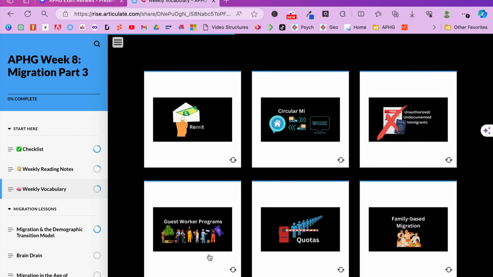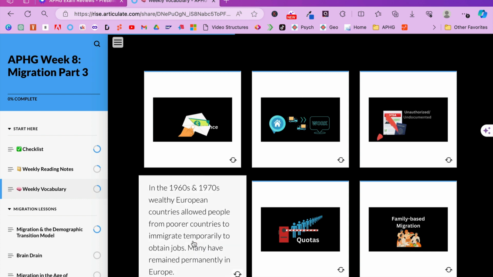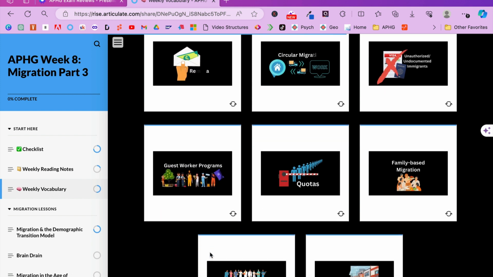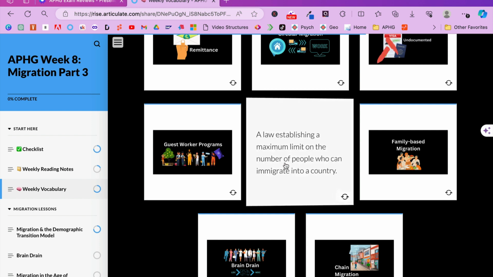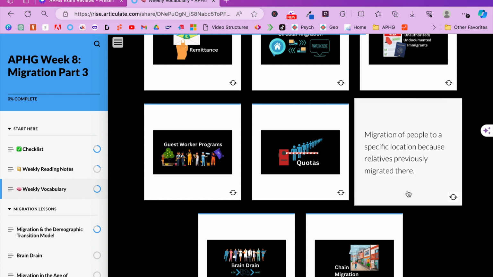Usually it's economic reasons, seeking better employment opportunities. Guest worker programs. In the 1960s and 1970s, wealthy European countries allowed people from poorer countries to immigrate temporarily to obtain jobs. Many have remained permanently in Europe. Quotas, a law establishing a maximum limit on the number of people who can immigrate into a country.